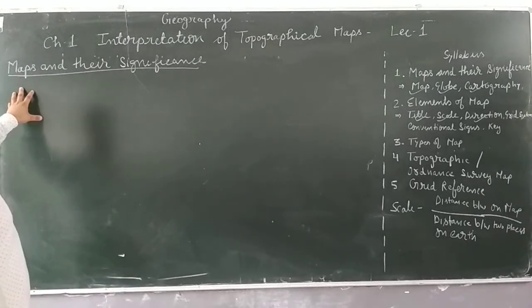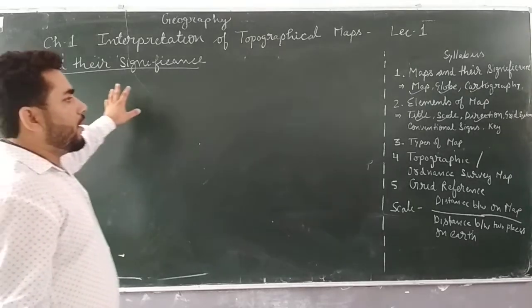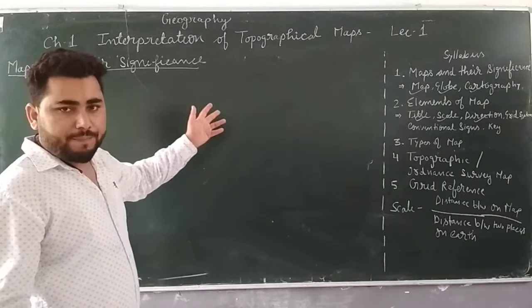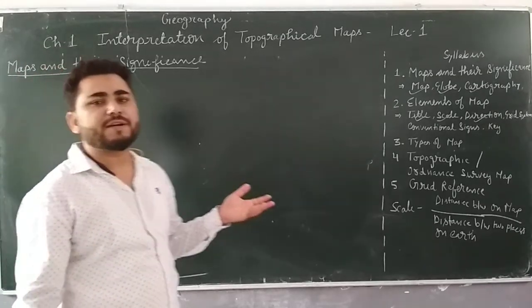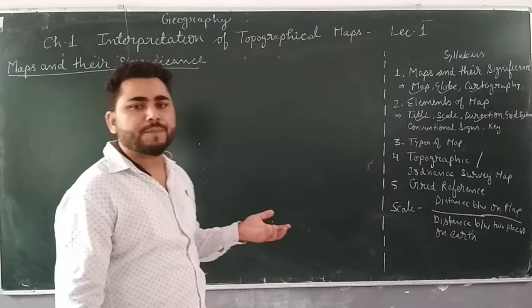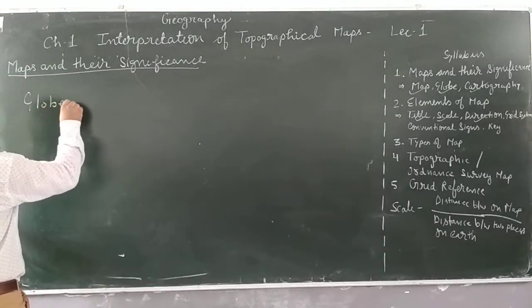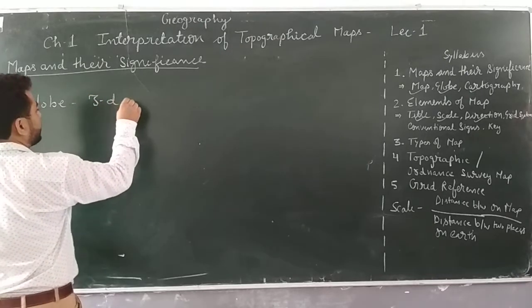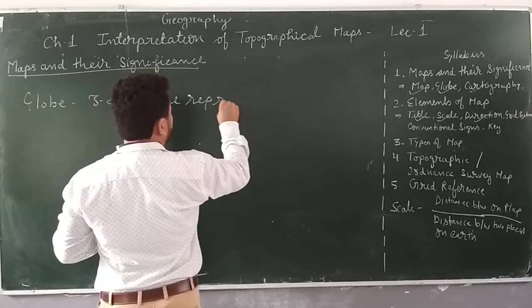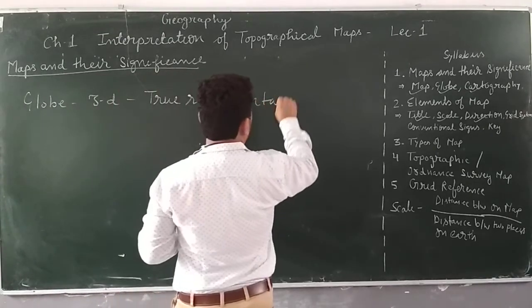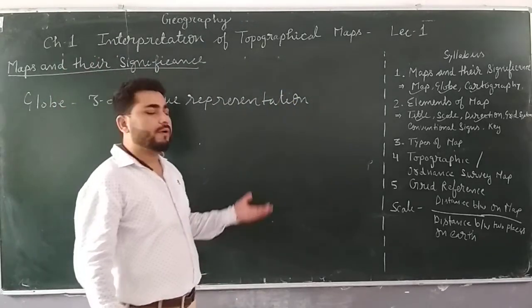So here we will be taking all these things from the starting. Now first thing is maps and their significance. What do you mean by map? What do you mean by globe? Map or globe, these are the representation of earth. Globe is a true representation of the earth. Globe is a three-dimensional true representation of earth surface or earth.